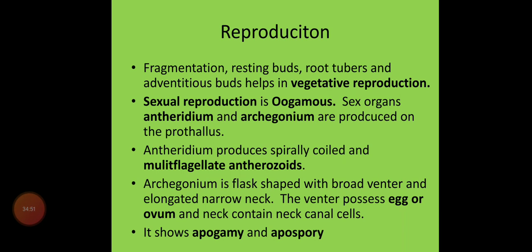In these Pteridophytes, apogamy and apospory are present. What do you mean by apogamy? Apo means without. The plants reproduce without the involvement of gametes; that is called apogamy. What do you mean by apospory? Apo means without; without the involvement of spores, the plant is able to produce a plant body. So the plants can reproduce by both methods, apogamy and apospory.